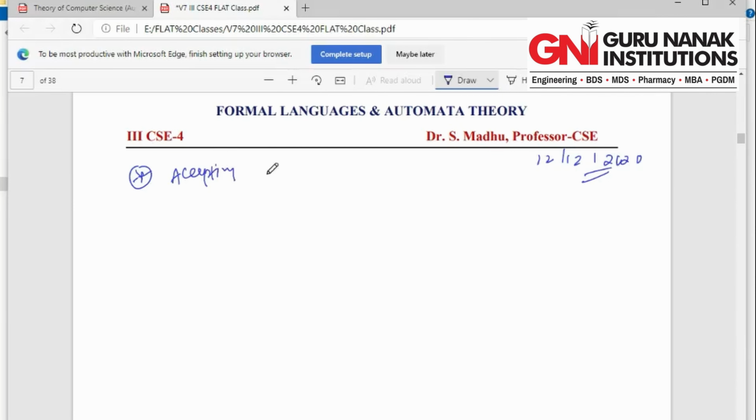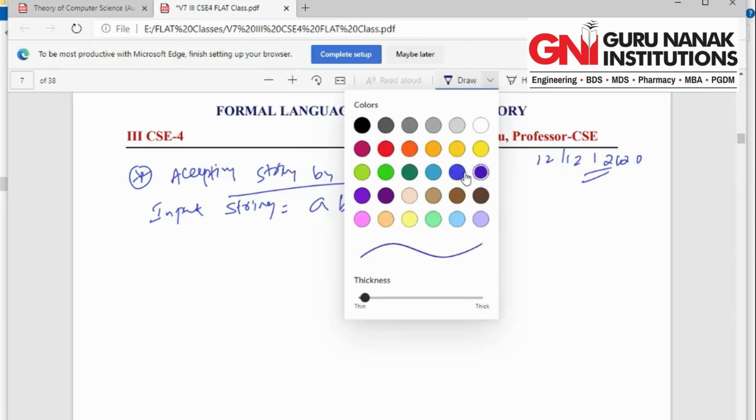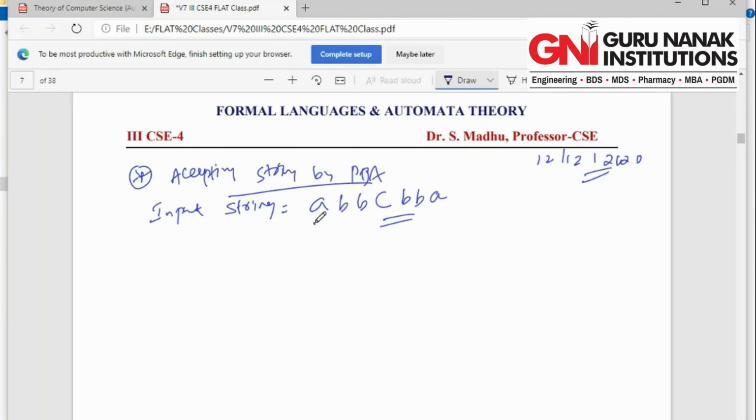Accepting string by PDA. I'm taking here the input string A, B, B is W, C, W reverse is B, B, A. Here I'm showing how we can go for the processing of input by the stack.